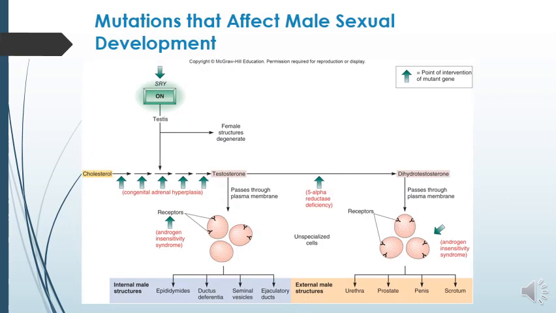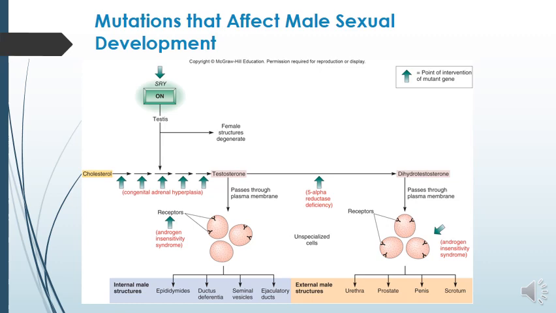This slide is showing you that mutations can affect male sexual development. In a normal male, you can see on this slide, in the prenatal development, activation of a set of genes beginning with SRY sends signals that destroy female rudiments while activating the biochemical pathway that produces testosterone and dihydrotestosterone, which promotes the development of male structures.